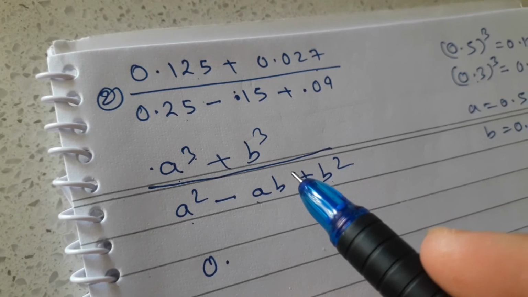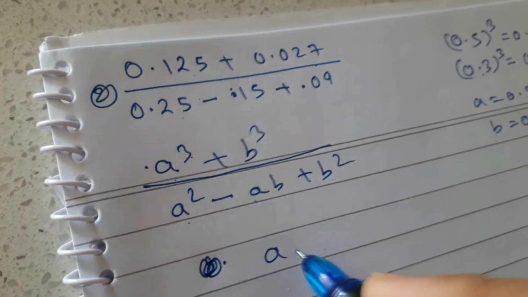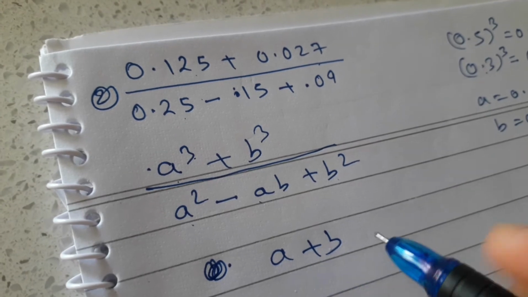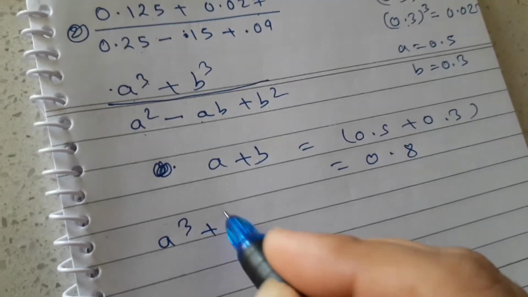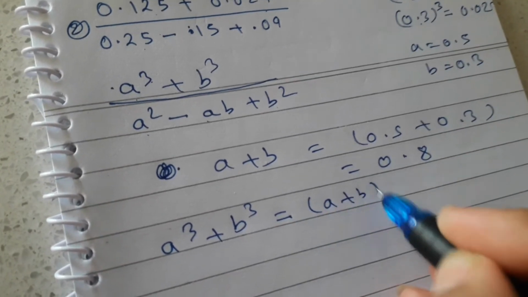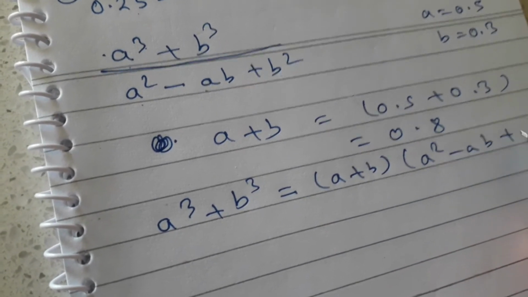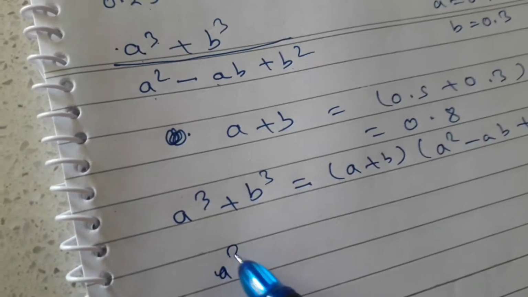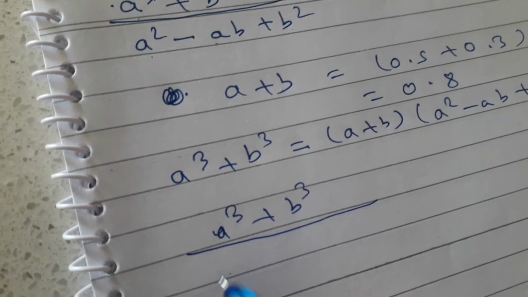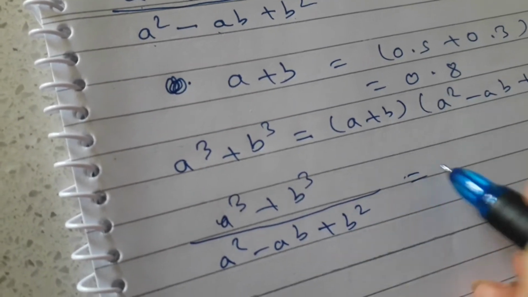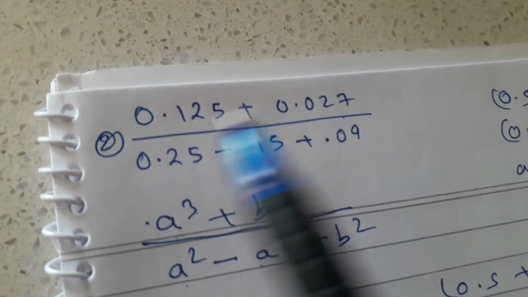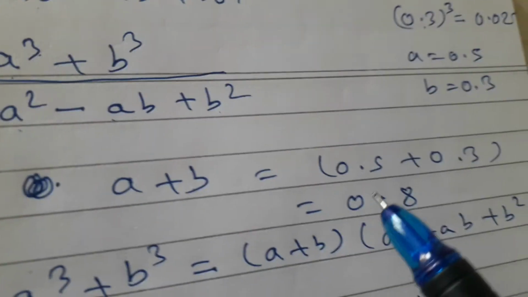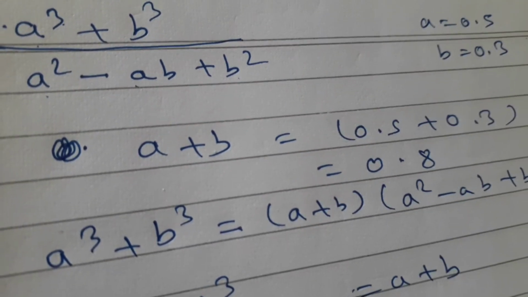So what is the formula equal to? It is equal to a plus b, right? So our answer becomes 0.5 plus 0.3, which is 0.8, because a cube plus b cube is equal to a plus b times a square minus ab plus b square. So a cube plus b cube divided by a square minus ab plus b square is equal to a plus b. So simply this formula is fitting in this simplification. So our answer is a plus b, which is 0.5 plus 0.3 equal to 0.8.